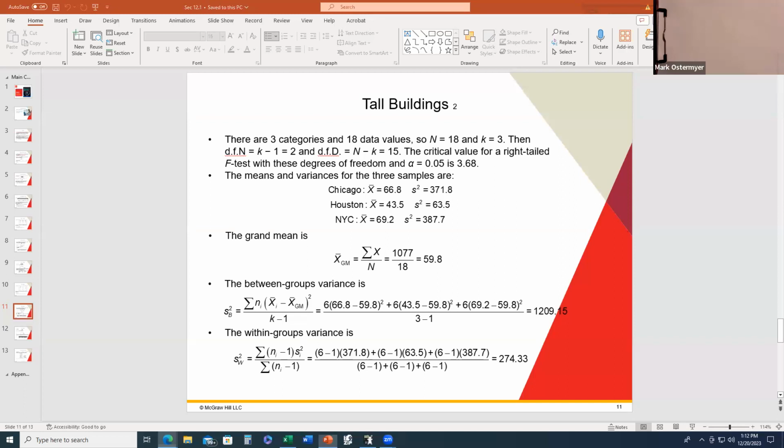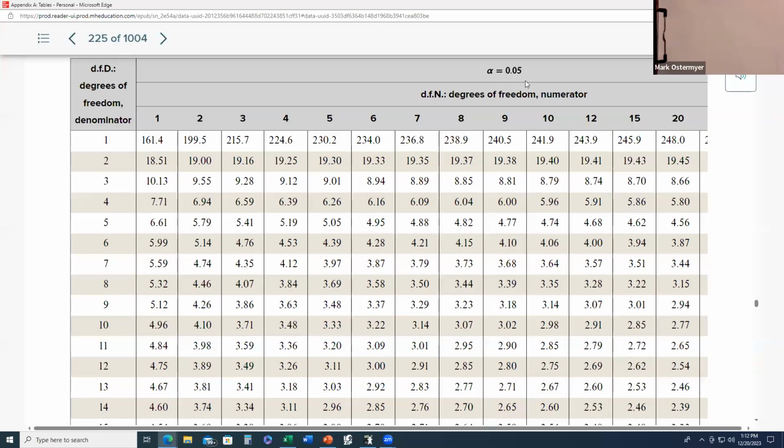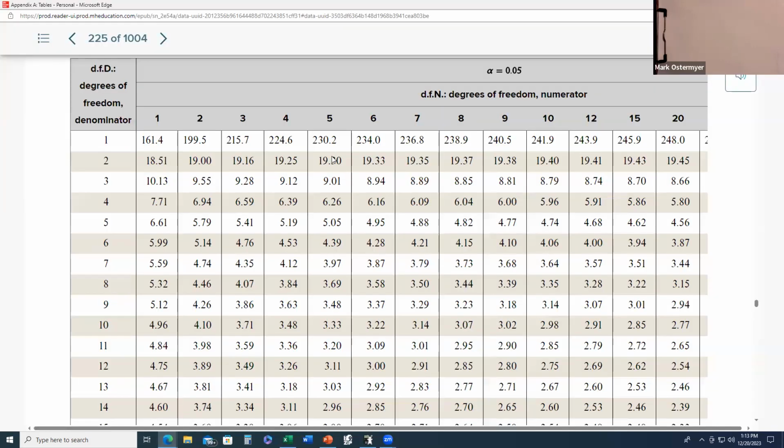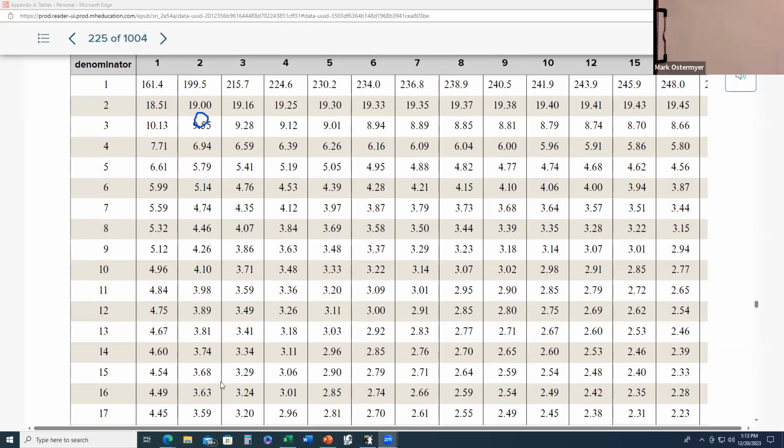We're testing at 5%. So you would have to go to your appendix, alpha equals 5%, and get an F table with 5% level of significance. Numerator degrees of freedom is 2 and denominator degrees of freedom is 15. So we scroll down to 15. That would be your F critical value right there, 3.68. So 3.68 is going to separate the rejection region from the do not reject the null hypothesis region.